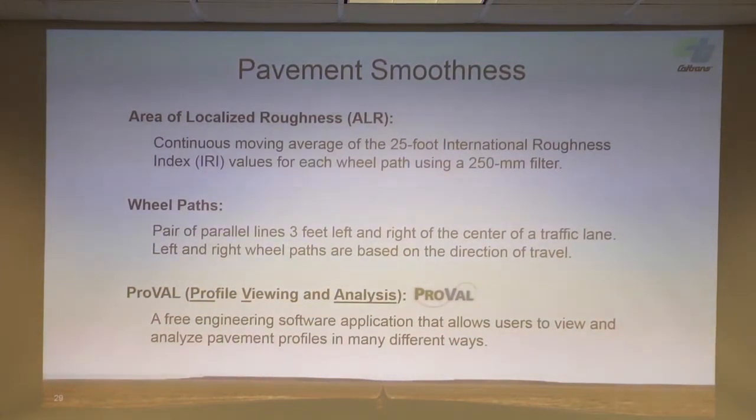So wheel paths, that's where basically the specs were revised recently. They used to say 3 feet in from the edge of traveled way. Now it's 3 feet out from the center of the lane, which cleans things up. It didn't really work correctly if you had a lane that wasn't 12 feet wide, so that cleaned that language up.